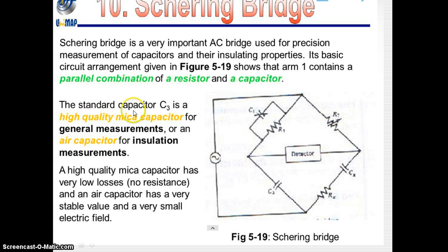It is the standard capacitor. C3 is a high quality mica capacitor for general measurements or an air capacitor for insulation measurement. Then arm 4 contains a series combination of resistance and capacitor. A high quality mica capacitor has very low losses and no resistance, and an air capacitor has a very stable value and a very small electric field.